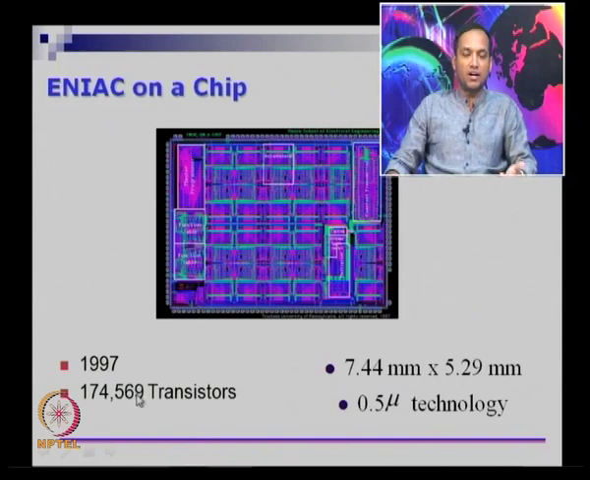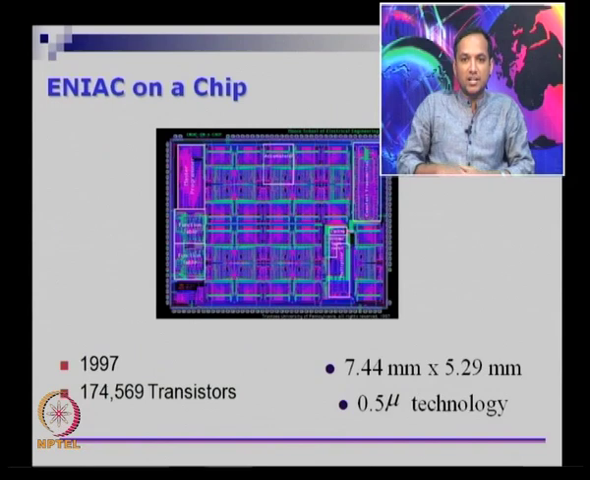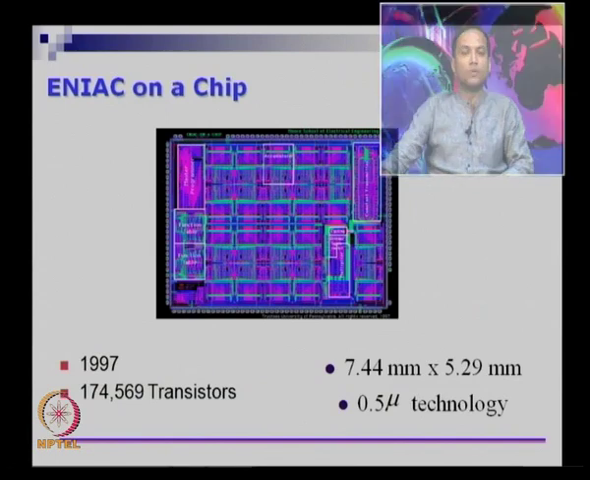This had about 180,000 transistors. The chip's dimensions are actually 7.44 millimeters by 5.29 millimeters. So it's hardly some 40 millimeters square. So it's much smaller than the picture that you're seeing here. It's only a photograph, zoomed quite well, and this was designed with what is called 0.5 micron technology. What that means is the wires that are connecting the gates or the logical elements inside, as well as the logical elements inside, are all of dimensions 0.5 micron or so.